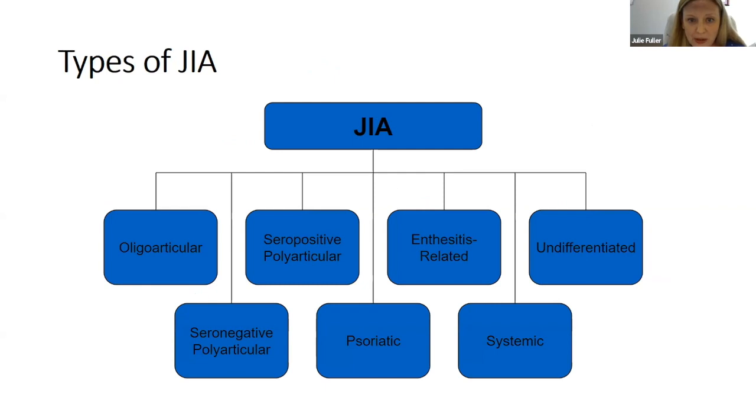So here's a breakdown of the types of chronic childhood arthritis that we're going to be discussing today. These are the 7 recognized subtypes of childhood arthritis, and we're going to go through these with some cases so that you can better understand what we see and what we're looking for when these patients present to our clinic.